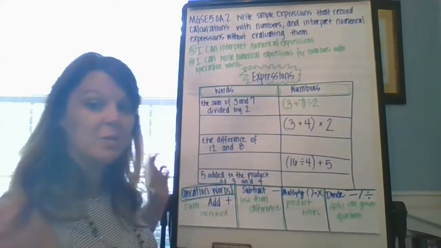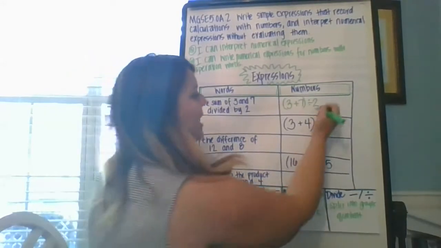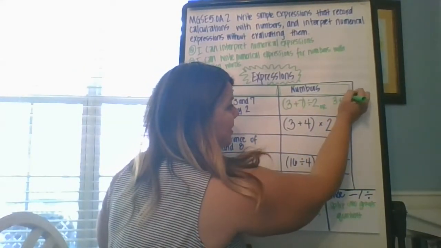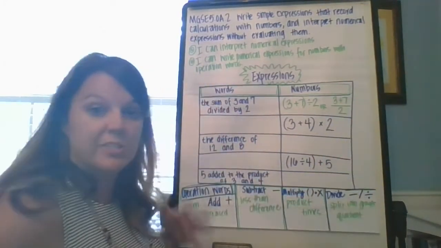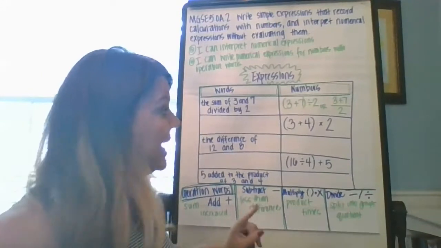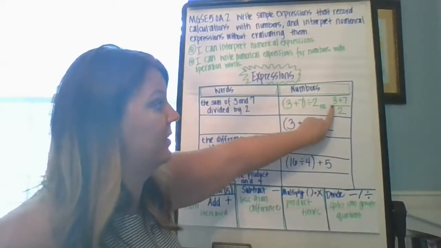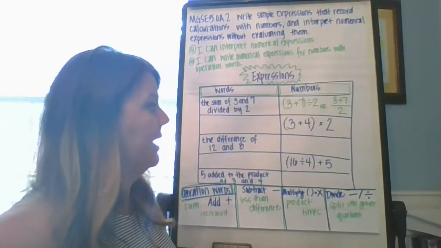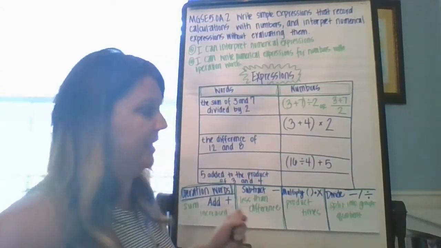Now, you could also see this written as a fraction. So that would look like 3 and 7 divided by 2. So just get used to seeing that and recognize that if you see it as a fraction, that simply means division. 3 and 7, the sum of 3 and 7 divided by 2. And you can actually include the parentheses there if you'd like, but it's not necessary.